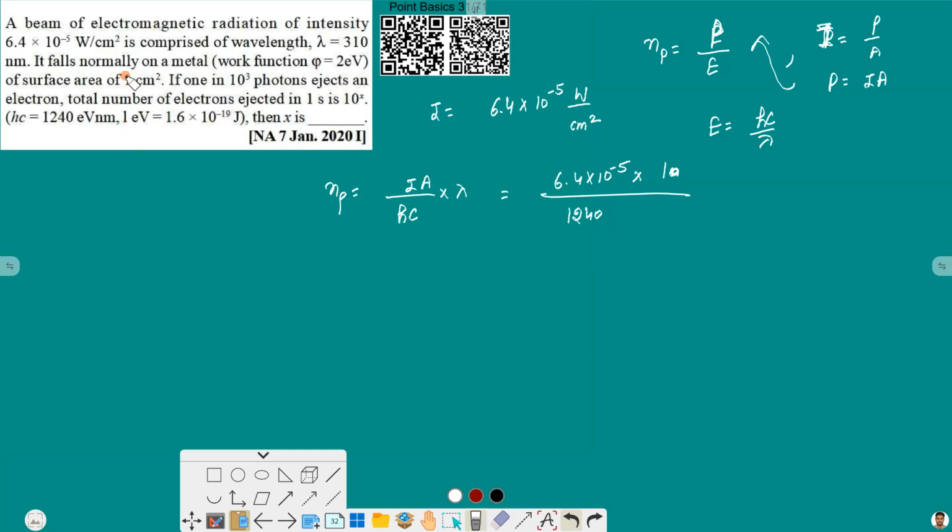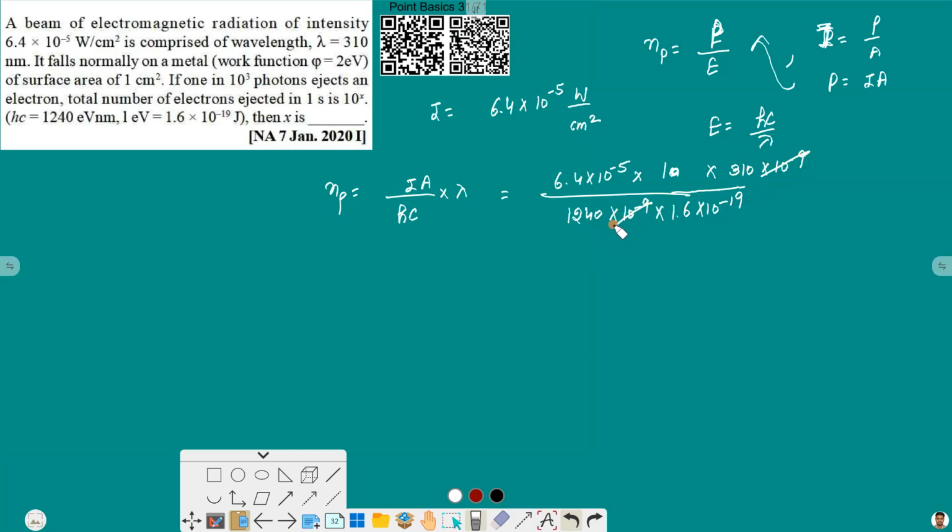So what we have to do here is convert it into joules. So it is 1240 electron volt nanometer. So 10^-9 is there, and we have to convert it into joules, so multiply by 1.6 × 10^-19. And this is Hc. Now multiply by lambda. Lambda is 310 nanometers. So the minus 9 gets cancelled.